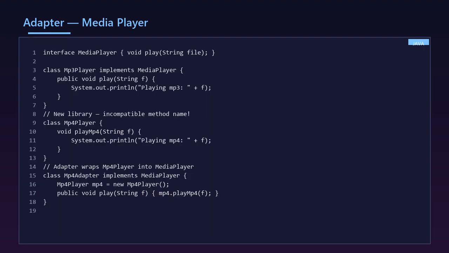Here's the example. Media player is our existing interface with a play method. MP3 player implements it. Works great. Now, we get a new MP4 player library, but it uses a different method named playMP4, not play. Our system expects media player. So we write an adapter, MP4 adapter, that implements media player and internally calls MP4 player's playMP4 method. Now, any code that works with media player can use MP4 adapter seamlessly.